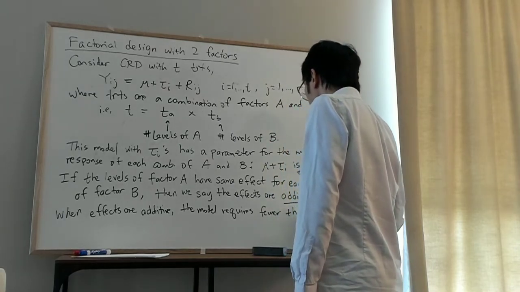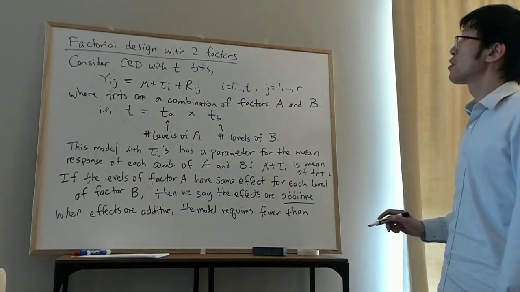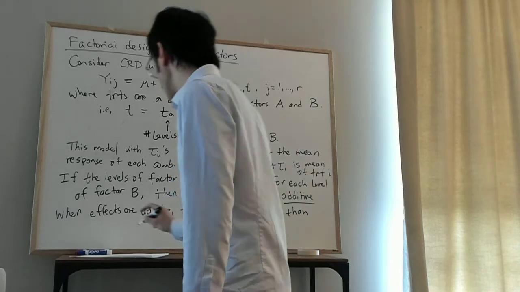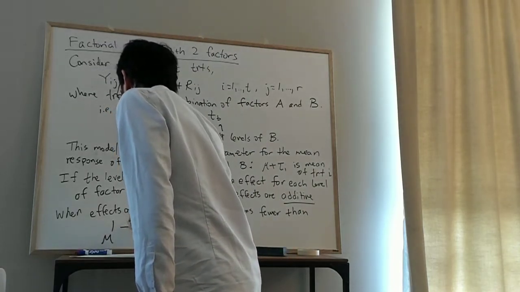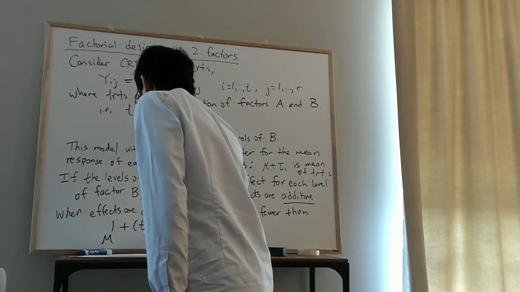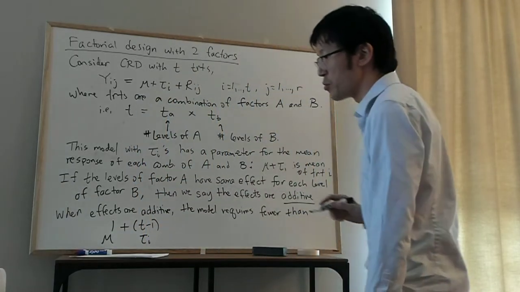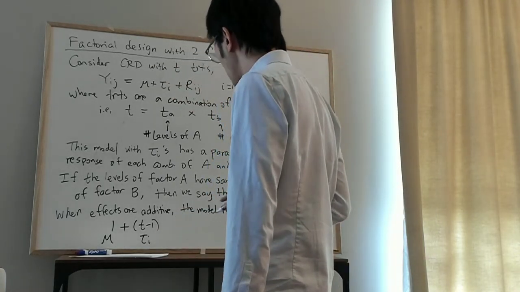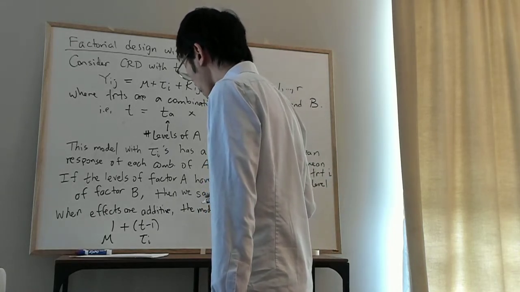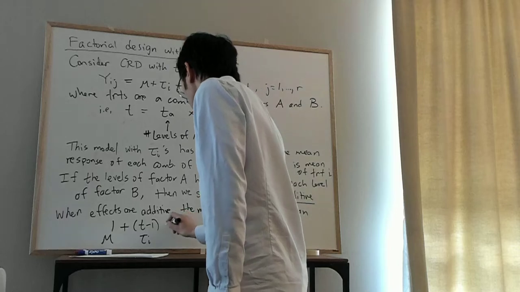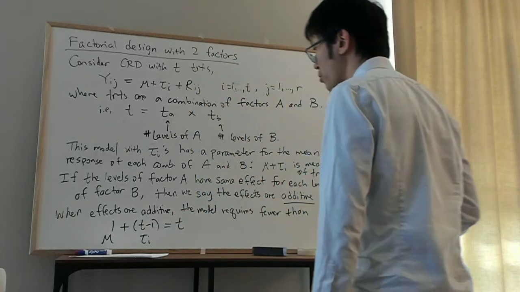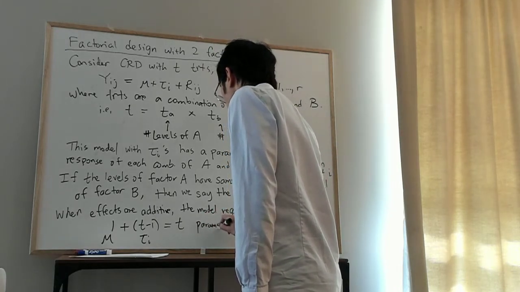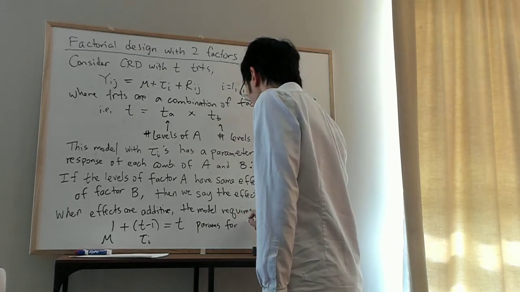Okay, so how many parameters were in the completely randomized design model? Well, we remember we had one for mu, and then we had t minus one for each treatment effect. So together in the CRD case, we needed t parameters for CRD.